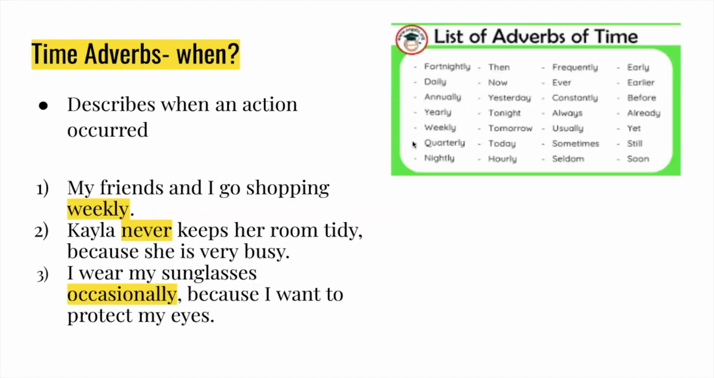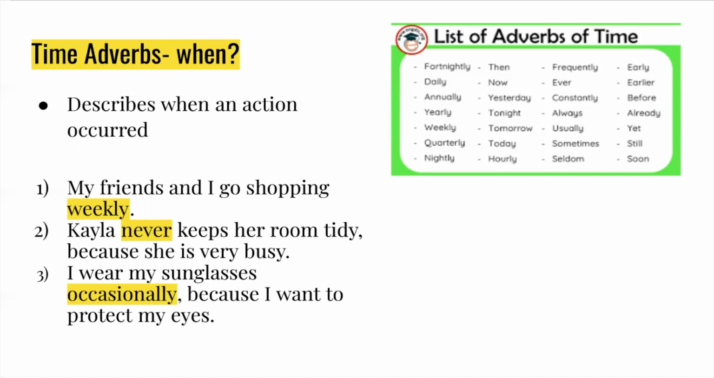So the next thing is the time adverb, which answers the question when. Again, on the right, we have examples of time adverbs, which go from daily, annually to yet, still, soon. A constant misconception is that adverbs always end with ly, and while they do, there are still other words that don't necessarily end with ly. So this describes when an action occurs.